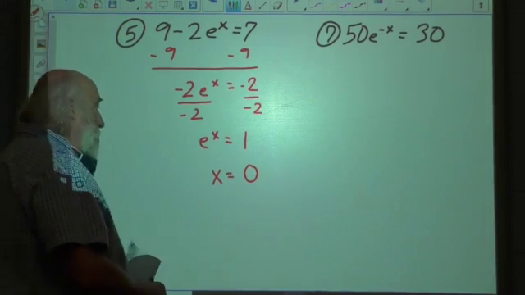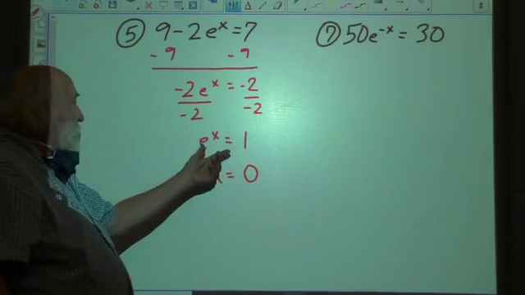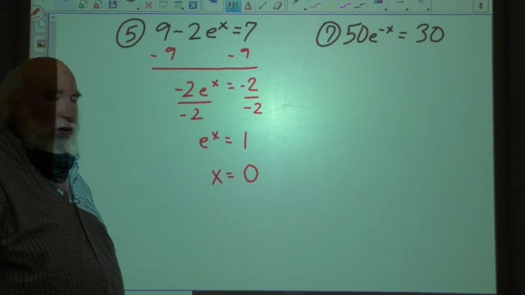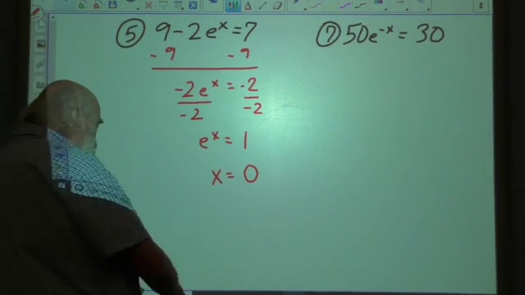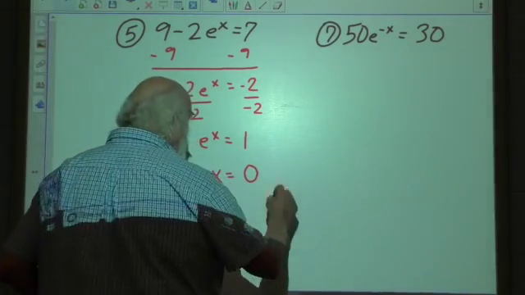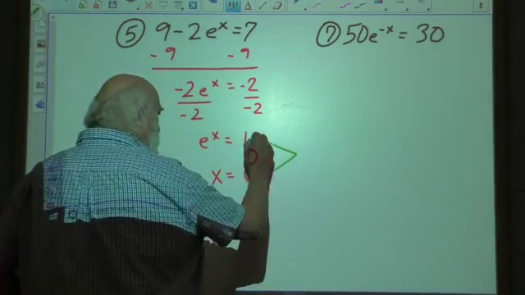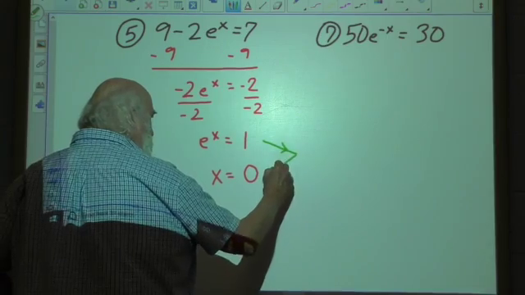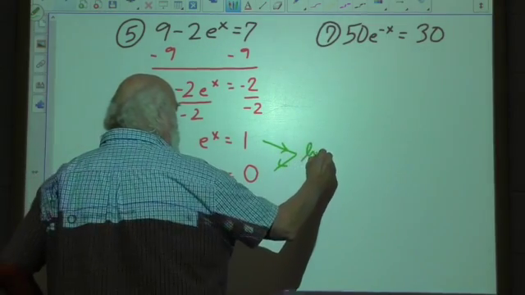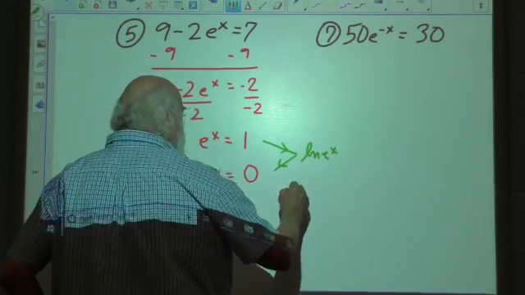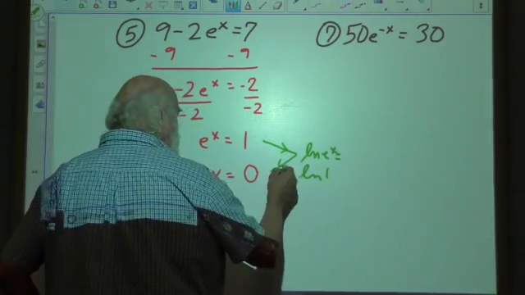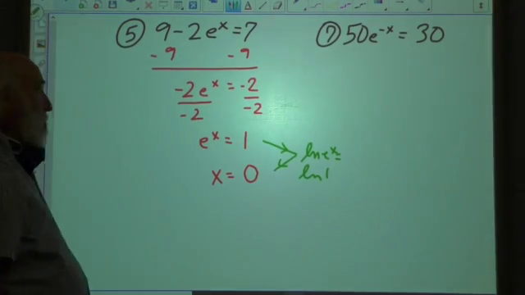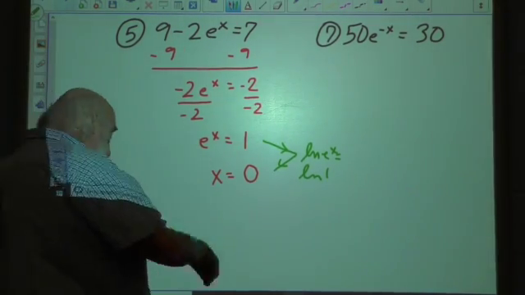If you want to find out, you simply hit the natural log of 1, and you see that you will get 0. Natural log of e to the x. In fact, I'll just go ahead and write that down as a possible step going from here to here. So the natural log of e to the x equals the natural log of 1, and that will lead us to x equals 0. Do the same kind of thing over here.